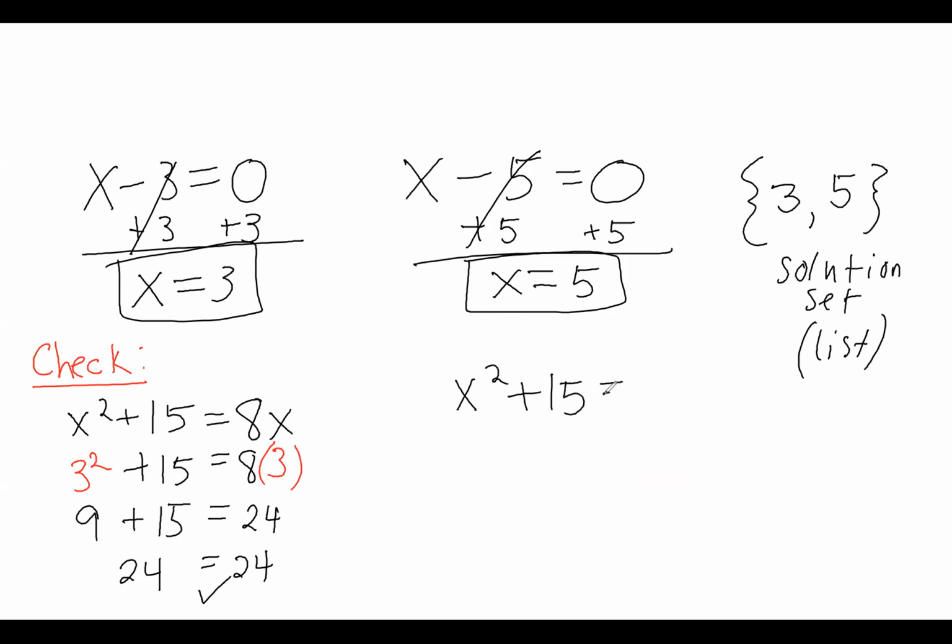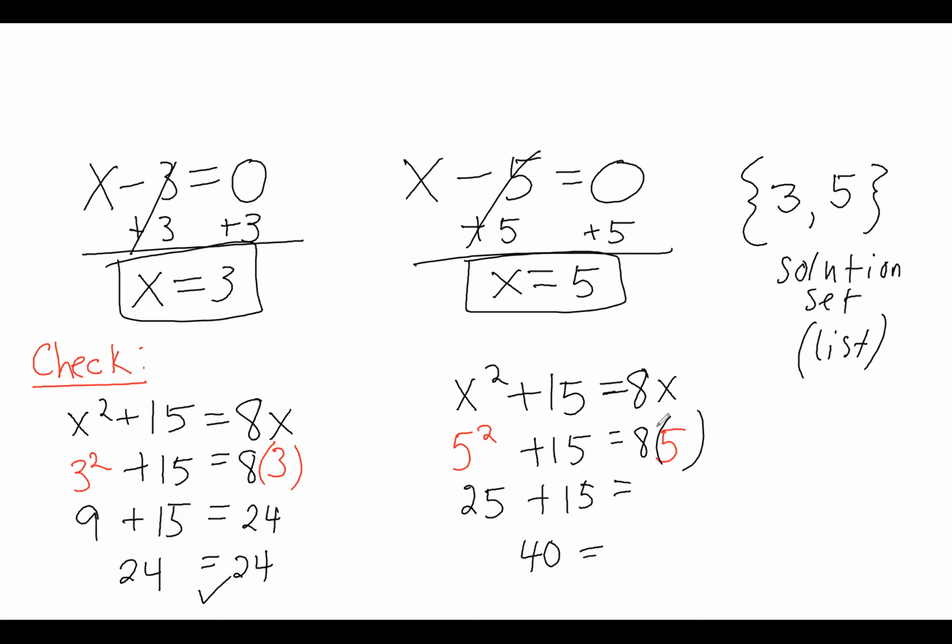So I'm pretty much doing the same process again, writing out my original equation, x squared plus 15 equals 8x. This time I'm going to replace x with 5. So now I'm going to write 5 squared plus 15 equals 8 times 5. So again, replacing the x with 5. 5 squared is 25, plus 15 is 40. Meanwhile, on the right side, 8 times 5 is 40, and 40 equals 40.